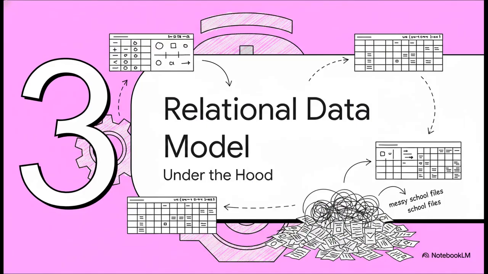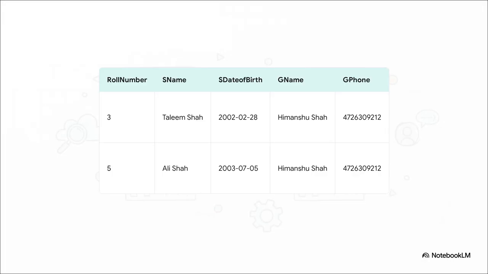Moving right along to part 3, the relational data model. Let's look under the hood. Now we know the DBMS is the software itself, but the relational data model is the specific framework it uses to organize everything behind the scenes. To really appreciate its genius, let's look at one of those villains in action. Here we have an old-school flat file. We've got 2 students, Talim and Ali. Now they're siblings.